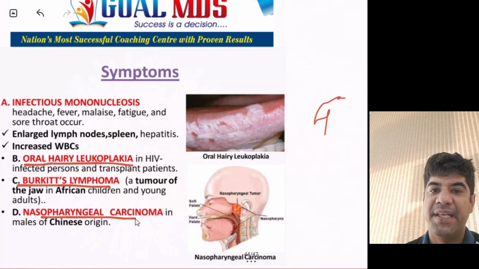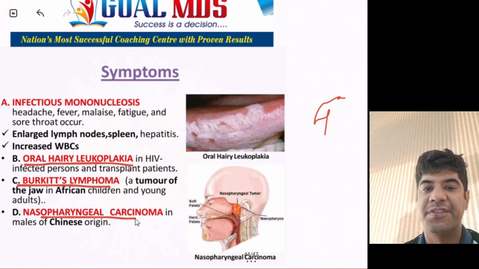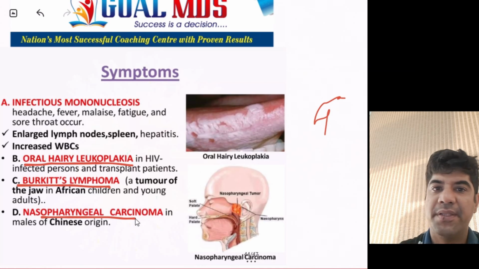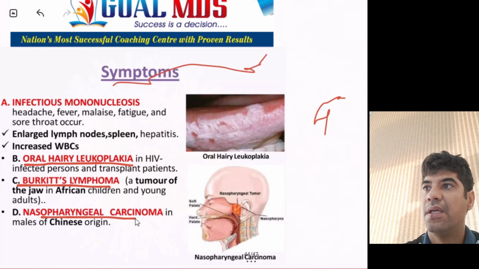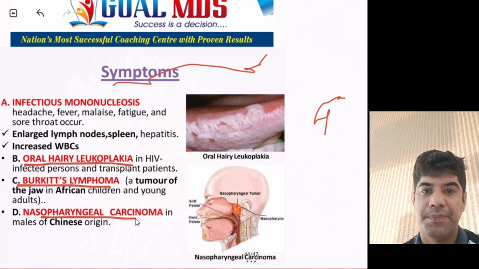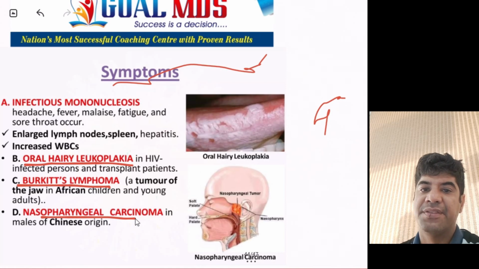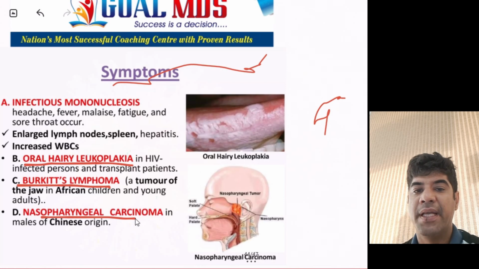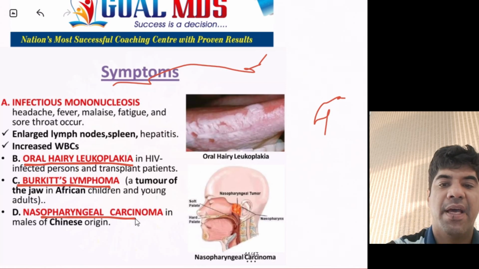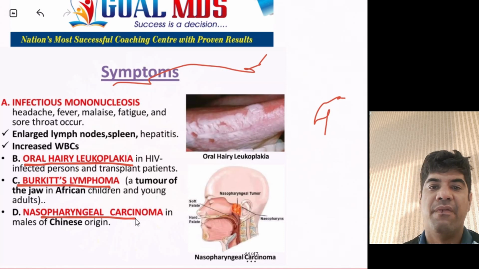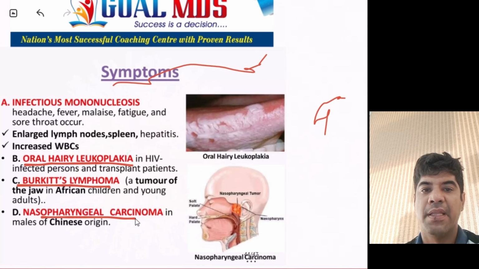Antibiotic avoidance: ampicillin, amoxicillin and other penicillins should be avoided as they can cause skin rash in patients with infectious mononucleosis. Corticosteroids: some clinicians may use short-term corticosteroids to reduce the acute symptoms. Corticosteroids may be considered for severe complications like airway obstruction, hemolytic anemia, thrombocytopenia. Antiviral drugs like acyclovir, valacyclovir, famciclovir can be given.